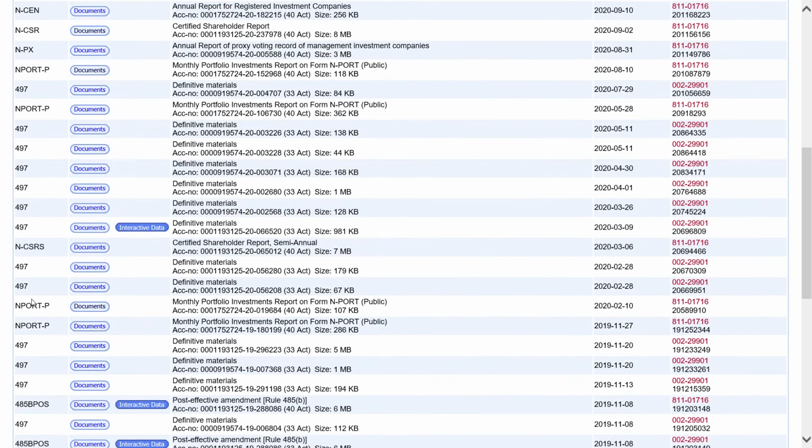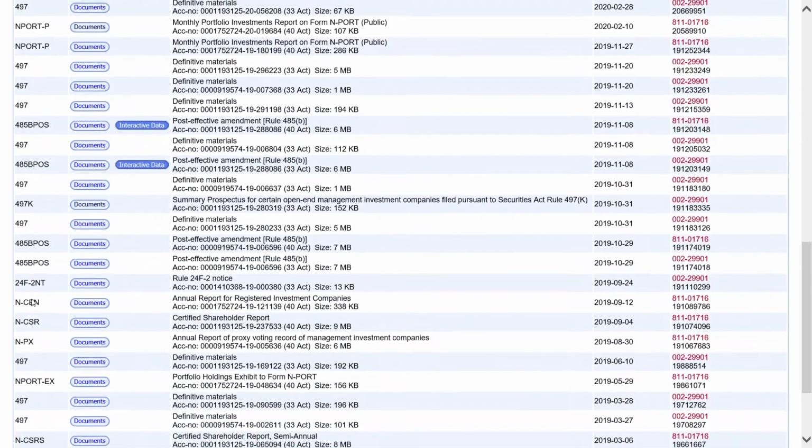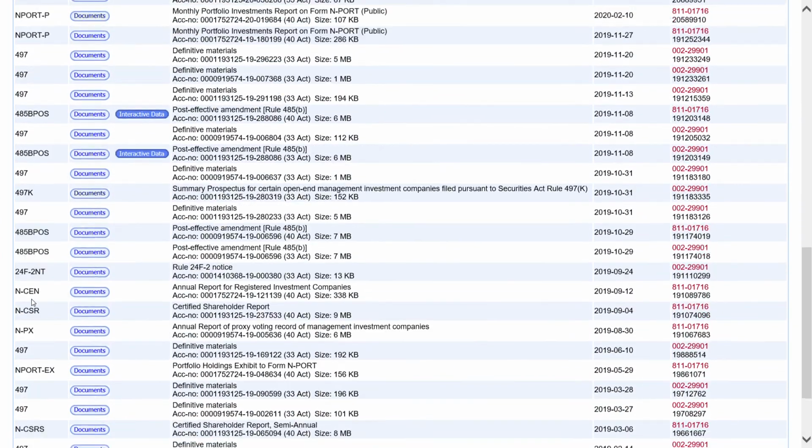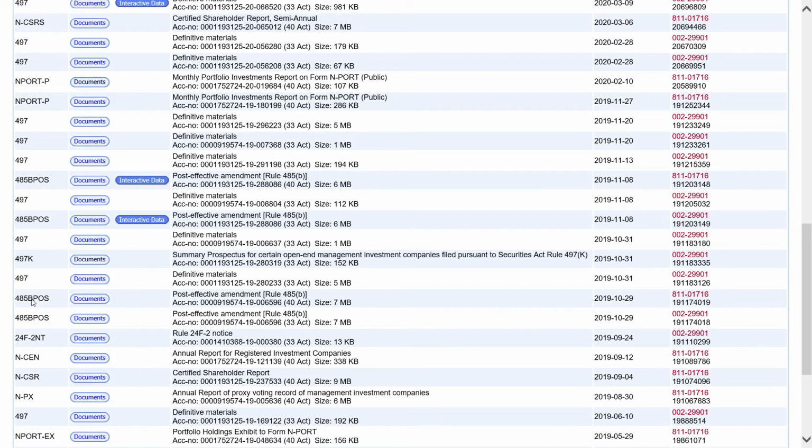So now let's take a look at the 497K. With the 497K, always work from the top of the list so you catch the most recent report submission to the SEC. So this one is a summary prospectus. Remember the big prospectus we saw, long, hundreds of pages, lots of information. These funds are also required to provide a summary of the prospectus in a standard format.